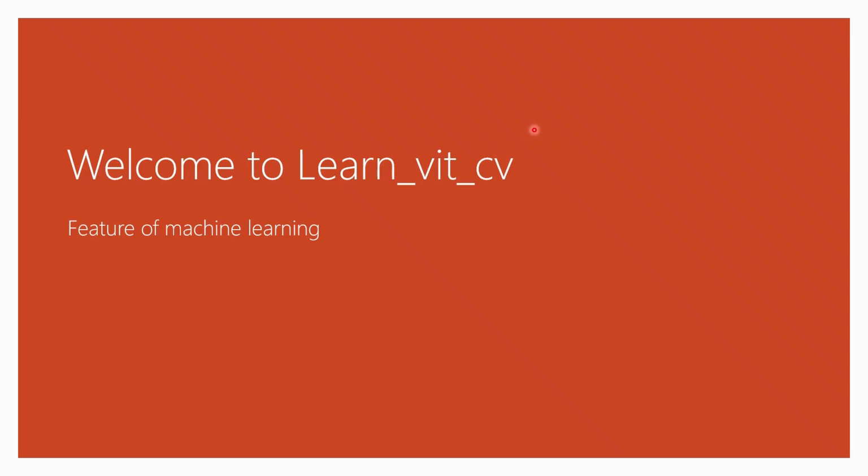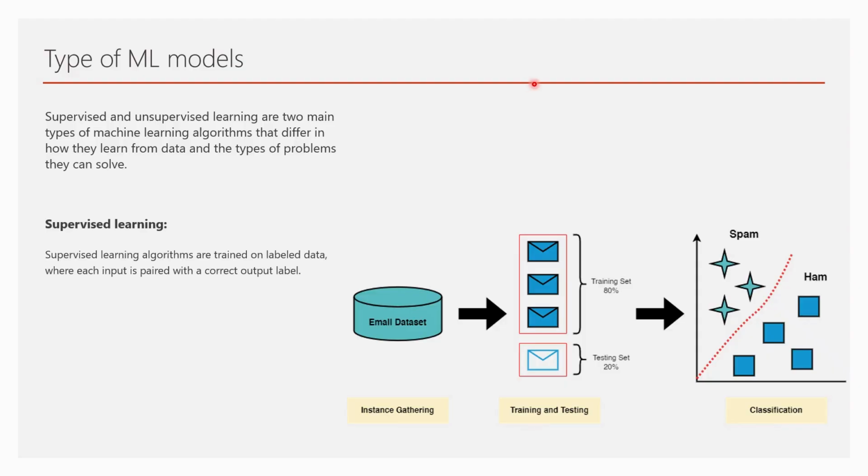So today we are going to discuss what is machine learning and the features of machine learning. So let's start. Types of ML models: we do have two types. First is supervised learning, and the second one is unsupervised learning. Machine learning consists of multiple machine learning models, or algorithms you can call.